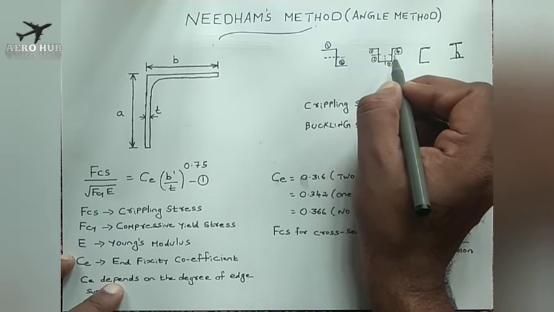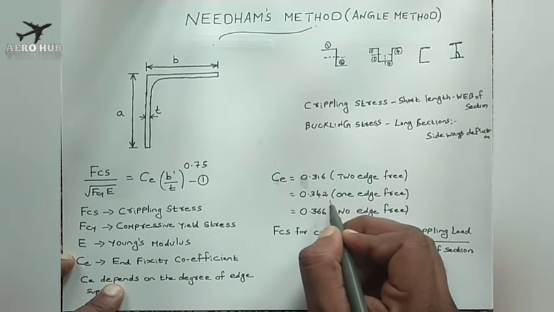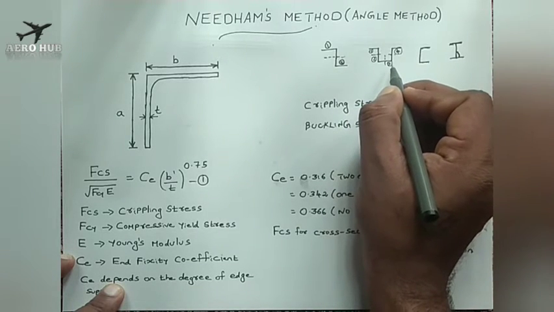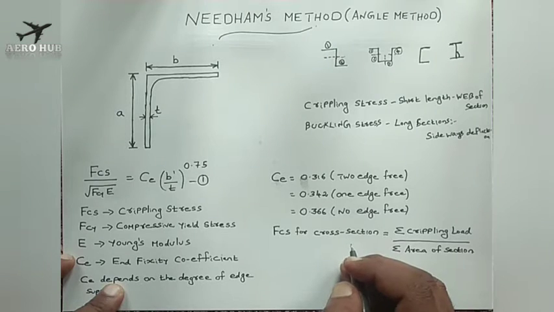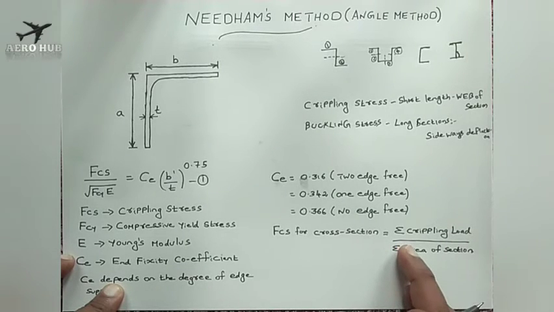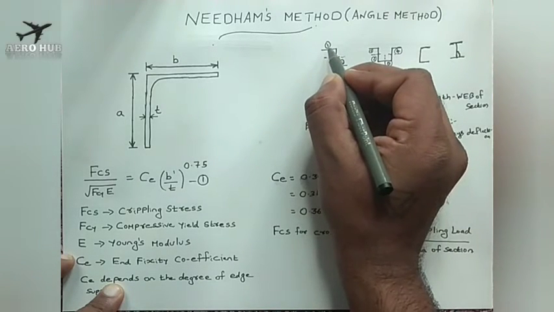For section 1 and section 4, the value of CE will be one edge free, that is 0.342. For section 2 and section 3, the value of CE will be 0.366 since that is no edge free. Okay, so the crippling stress for the entire section is found out by summation of crippling load for the individual sections. That is, we have to find out the crippling load for the section.